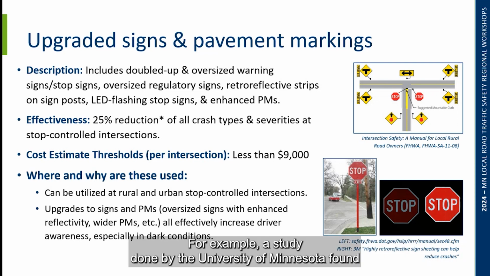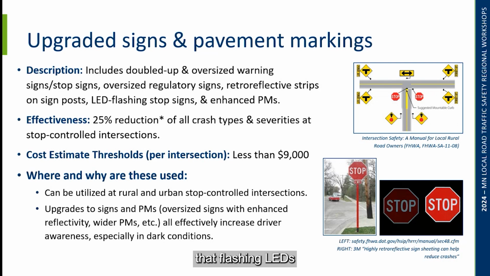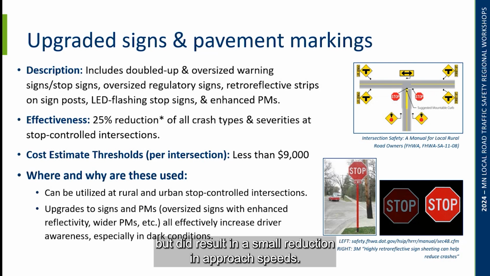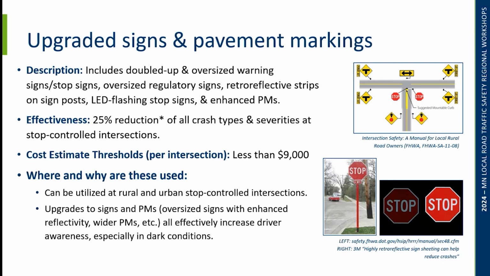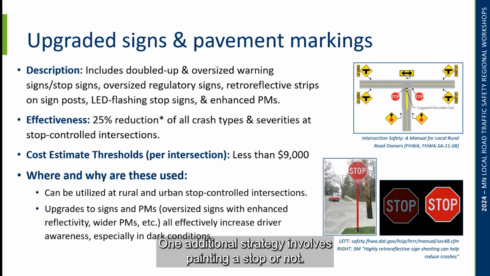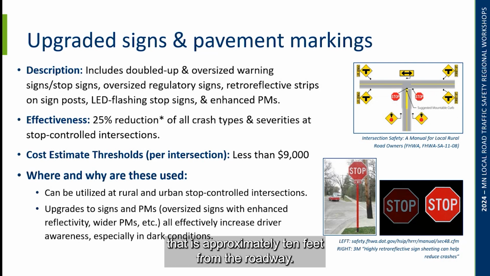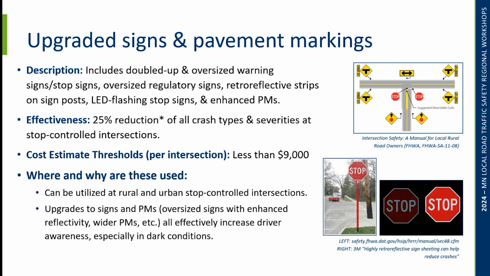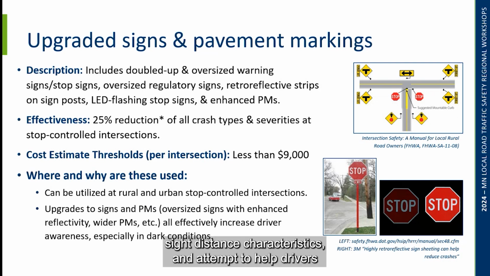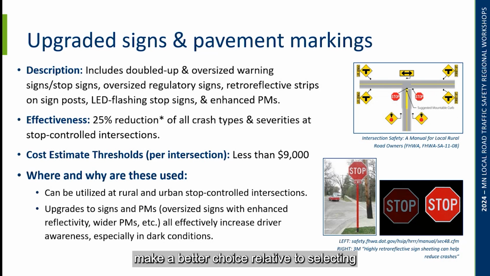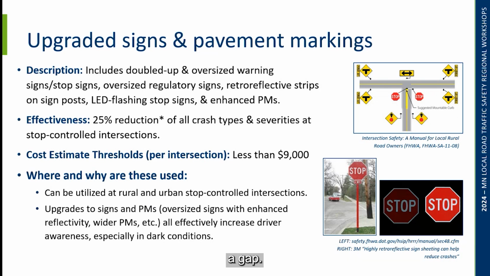For example, a study done by the University of Minnesota found that flashing LEDs on the stop sign did not reduce crashes, but did result in a small reduction in approach speeds. One additional strategy involves painting a stop bar, not at the traditional stop sign location, which is typically 30 to 40 feet from the through road, but instead at a location that is approximately 10 feet from the through roadway. This is based on intersection sight distance characteristics, an attempt to help drivers make a better choice relative to selecting a gap.